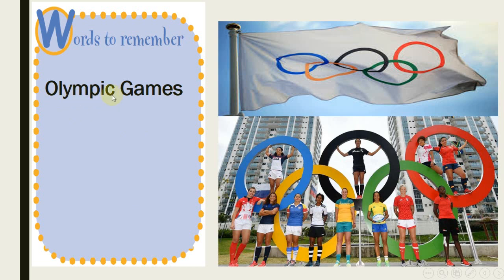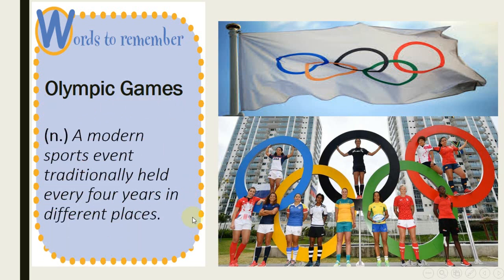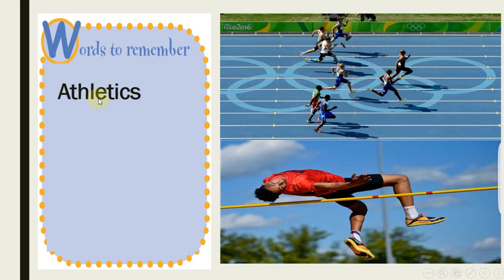The first one is Olympic Games, as you can see from the picture here. What does it mean in English? It means a modern sports event traditionally held every 4 years, and Olympic Games is a noun. Here, العاب الأولمبي. Okay. Number two, athletics.